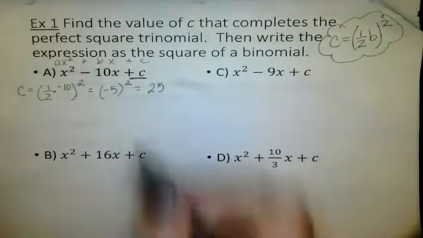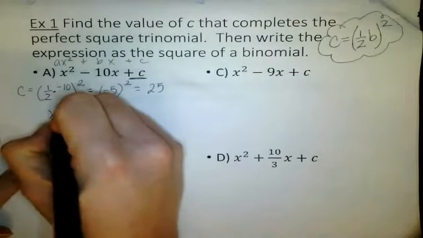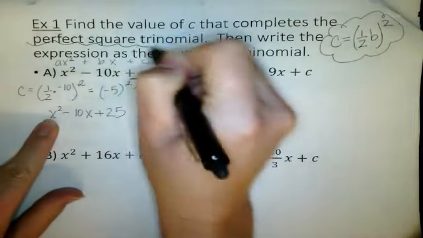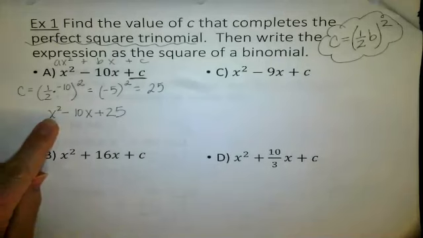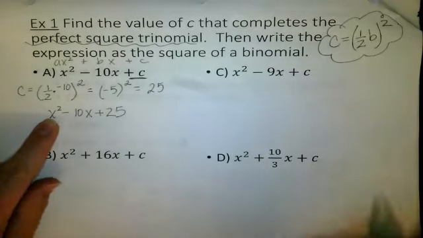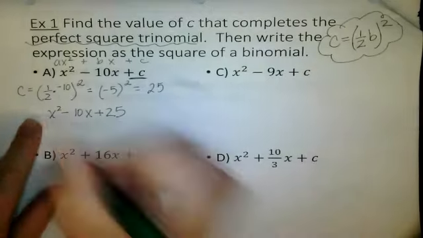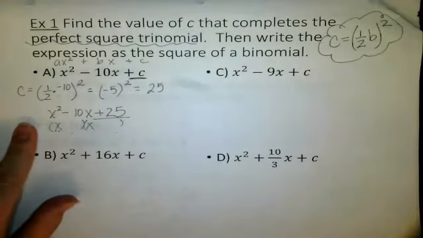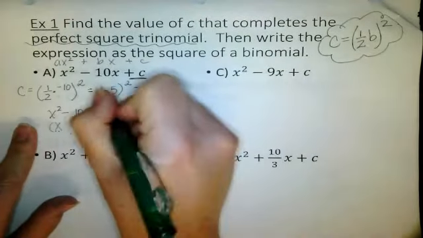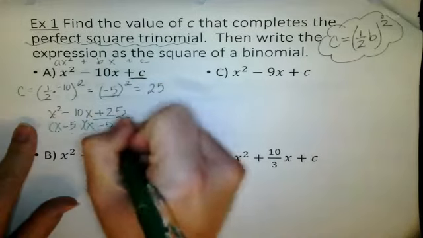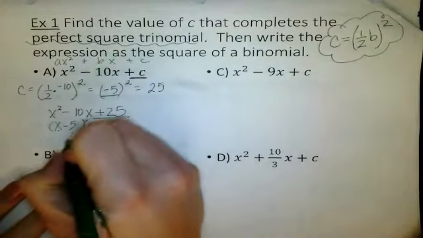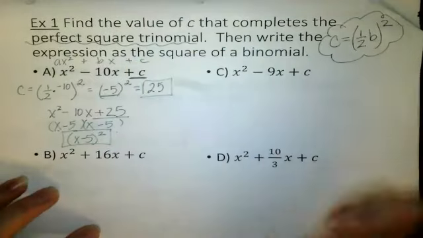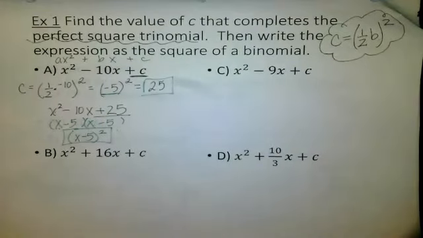Okay? So what I have then is I can rewrite my trinomial x squared minus 10x plus 25. This is our perfect square trinomial. And from here, I am going to factor, just like we did in the do now. So I'm going to double bubble. What times what is x squared? X times x. And what times what is positive 25? Negative 5 times negative 5. And I can write that as a binomial square, which is what we're looking for. X minus 5 quantity squared. These are the two parts we're looking for today: the value of c and the binomial square.